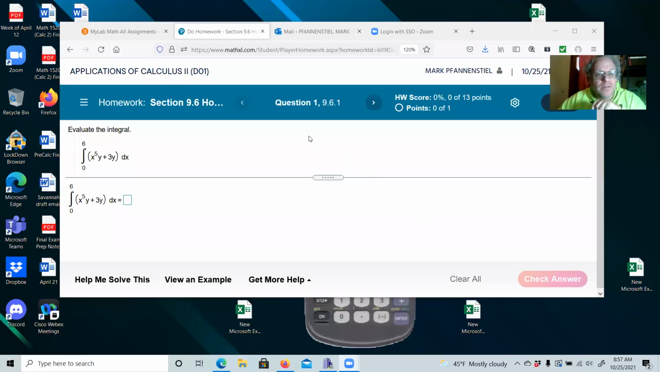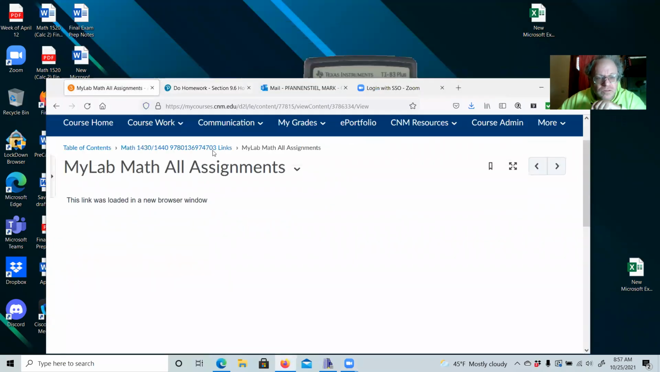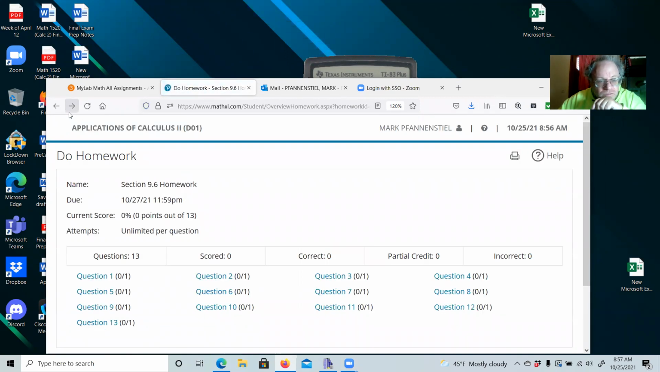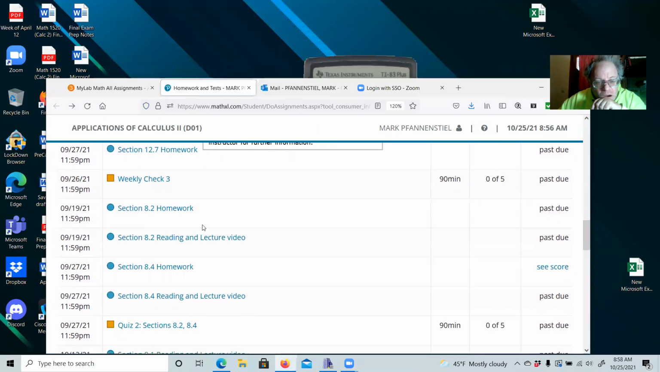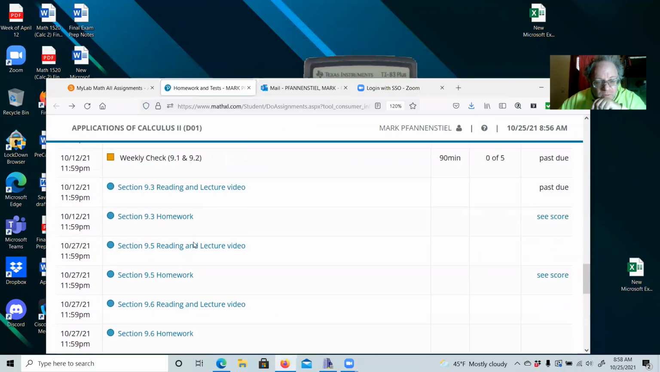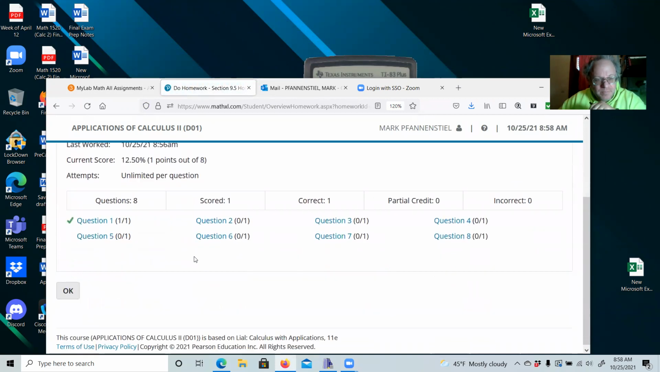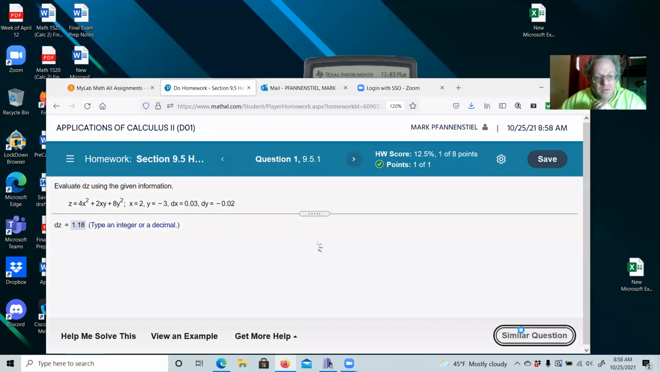Okay, let's share my screen then, because that's what I really meant to do. So let's just kind of jump into it. Oh, this is not 9.6. What do we want to do? We wanted to go back and do 9.5, I believe. 2, 3, 4, 5. There we go, 9.5. That's what I wanted to do. Okay. Let's just try another one here. Okay, let's get a similar question.